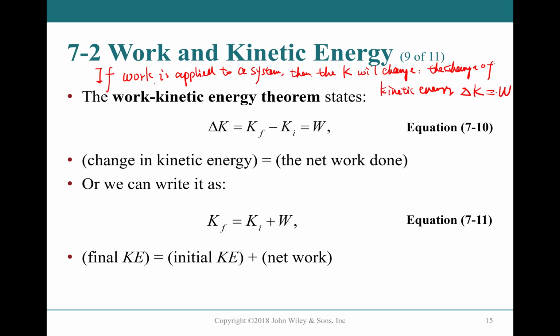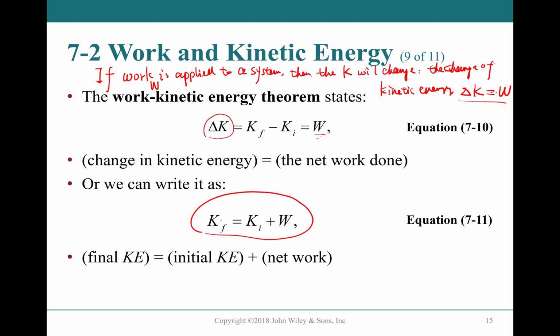So if work W is applied to the system, then the kinetic energy K will change. And how to calculate the change is that delta K will be equal to W. So you can say delta K equals the work. What is delta K? Delta K is the change in kinetic energy, so it's final kinetic energy minus initial kinetic energy. And we can write it like this: K final equals K initial plus W.